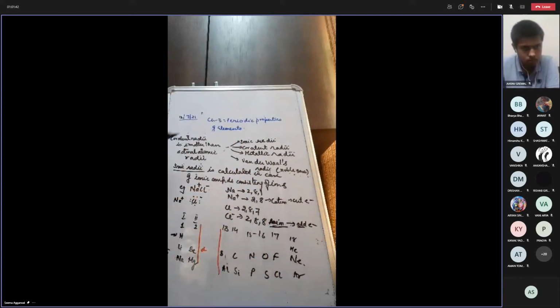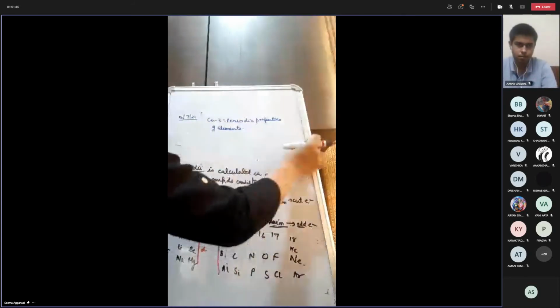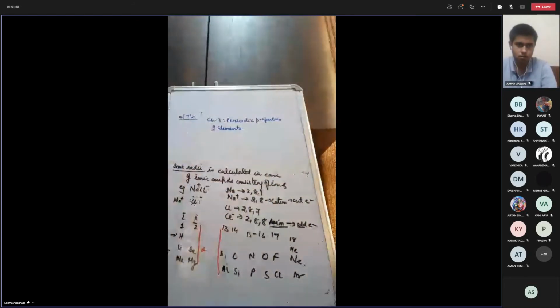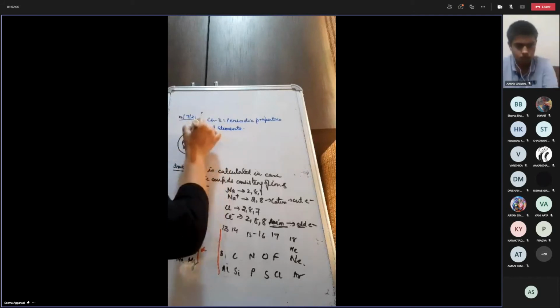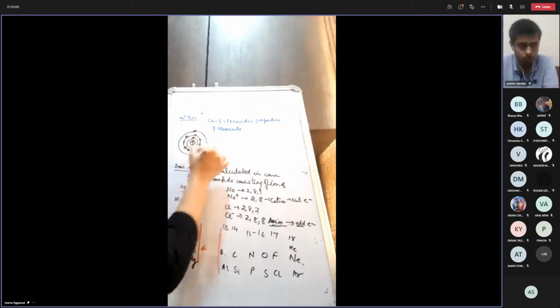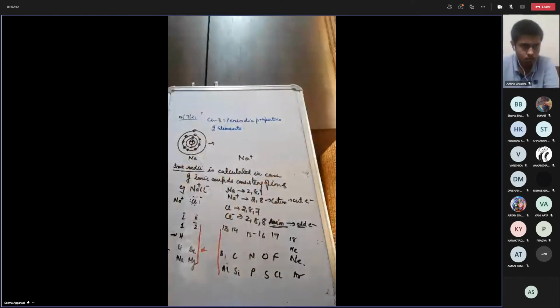Okay. Now out of anion and cation, which is larger in size? Ma'am, cation. If I am taking just the sodium, sodium is 2, 8. You people have largely forgotten 9. And then 1. This is my sodium atom. Now what is Na plus? What is Na plus?